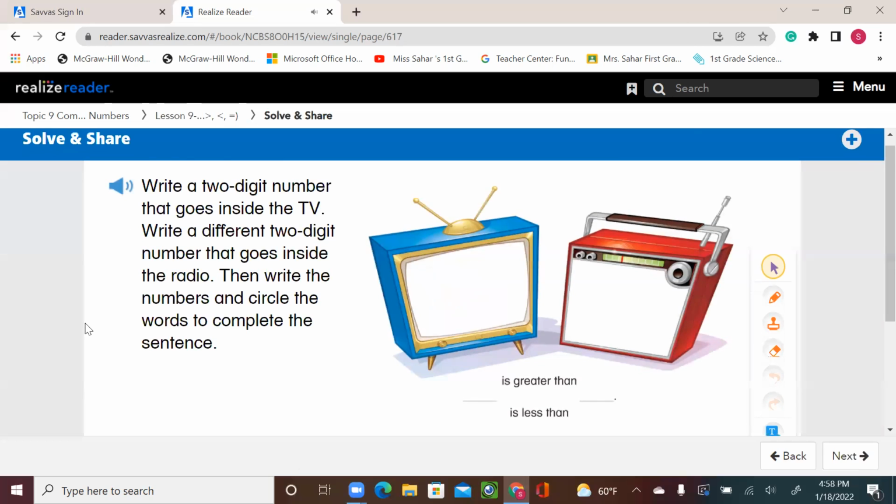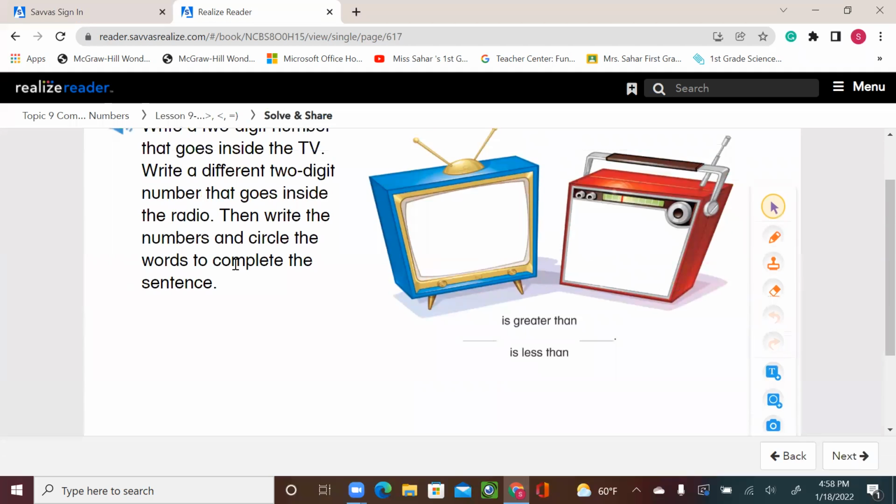All right, this is fun. So we have the TV, we're going to write numbers, and the radio. So we're going to compare. We're going to put two numbers that are greater than and less than. All right, let's watch our video.